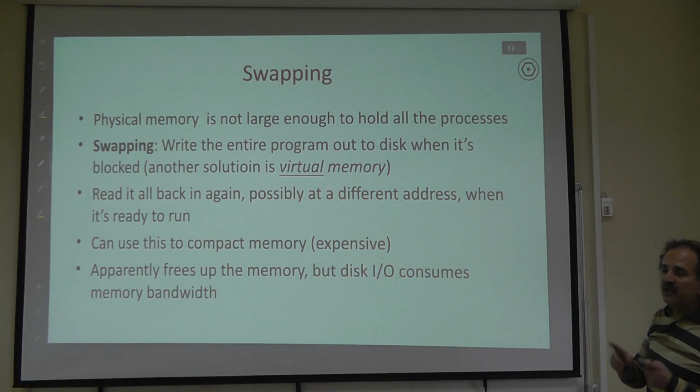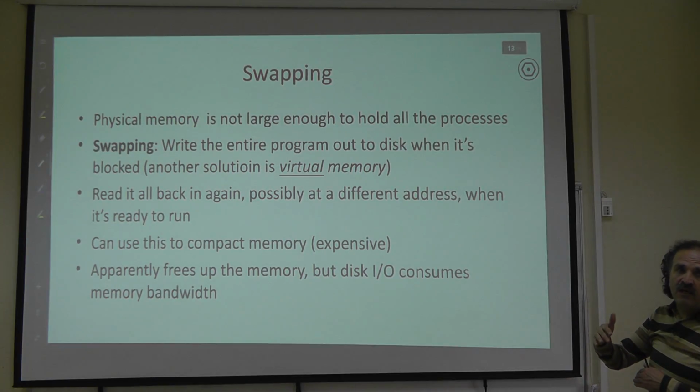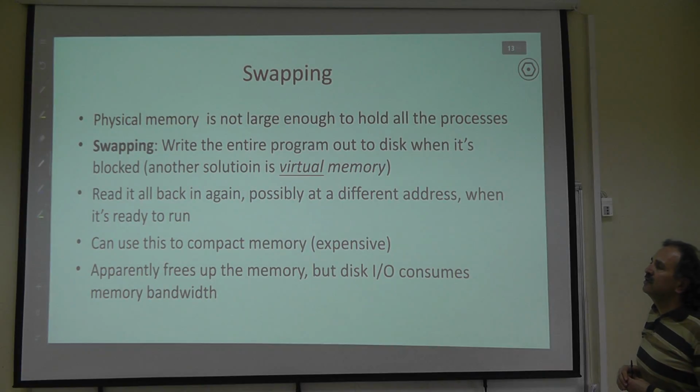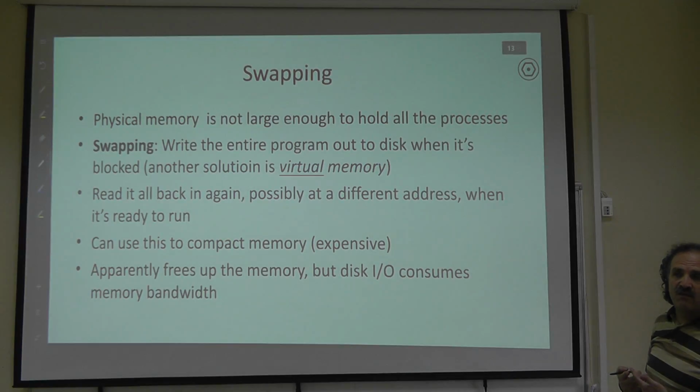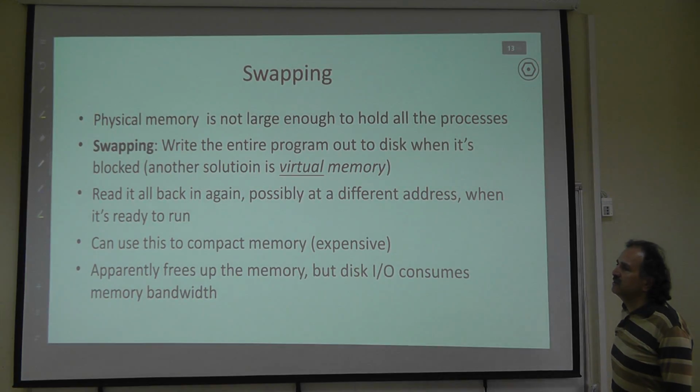Swapping is simply if a single process is blocked, then write that process to the disk so that I can have available memory for some other process. When this process is ready to run again, because it was waiting for some kind of I/O operation, I can read it back from the disk, write it to the memory and let it run. This is called swapping.